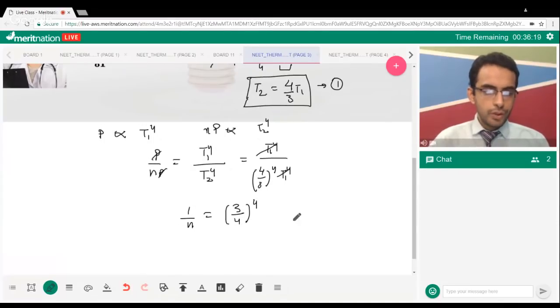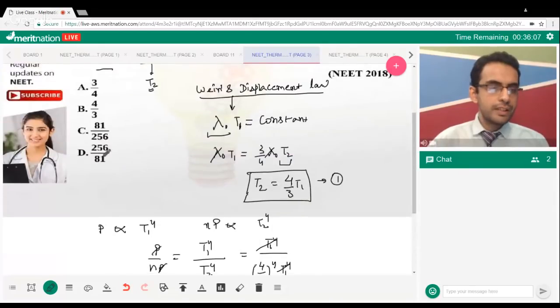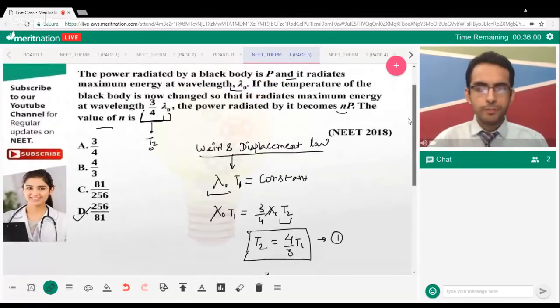Okay. So simply n becomes how much? (4/3) raised to the power of 4. So that becomes 256/81. So this implies D is the correct answer. Okay, D is the correct answer. We have to find the value of n. So I hope you're able to understand this question. Now let's move forward.